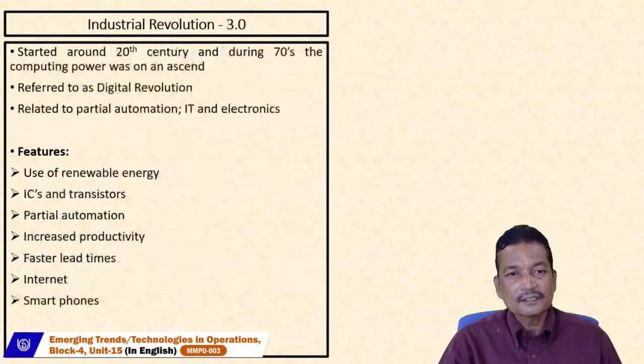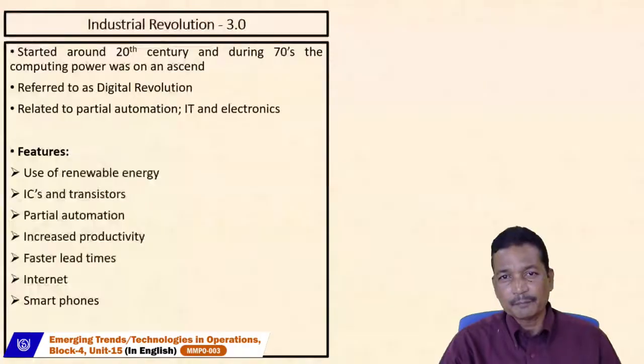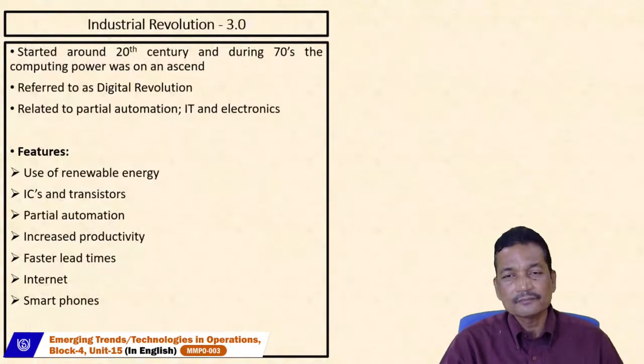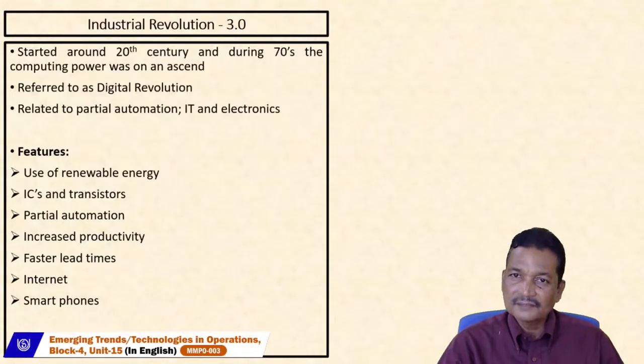Now let us look at the Industrial Revolution 3.0, which happened maybe few years back. We may not have been born during that period, but we may say that around 80 years back, 90 years back, the Industrial Revolution 3.0 started around the 20th century, and during the 70s the computing power was on an ascent.